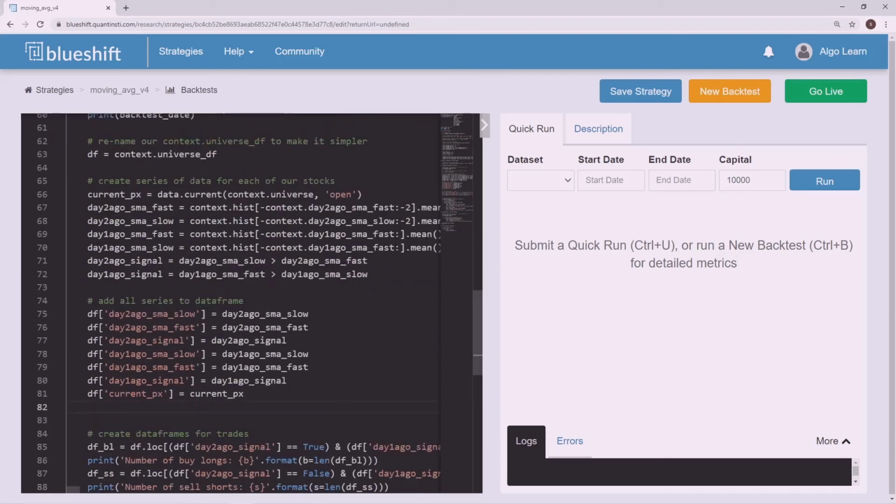Yep, here's one right here. This actually should be context.day1algo_SMA_slow. So basically we have our slow, our fast, our fast, our slow, our fast, our fast. Okay, so that's what we're looking for. That will keep us going through the show.